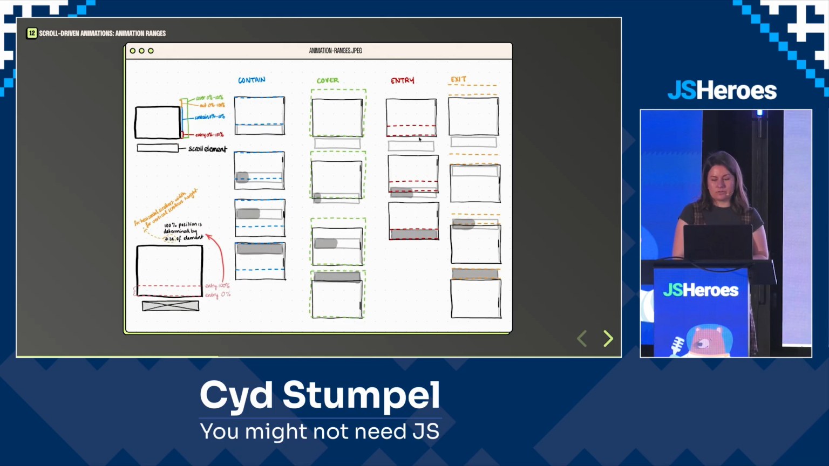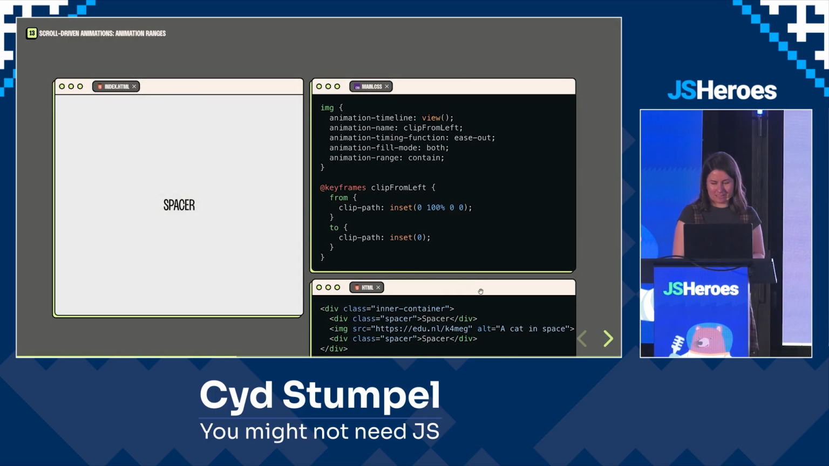The entry range runs as soon as the element starts to enter the viewport, and it ends when it's completely in view. And we also have the exit range, which starts as soon as the element starts to leave the viewport, which is a good name for that, and it's done when the element is completely out of view. But let's actually see what that looks like in code.